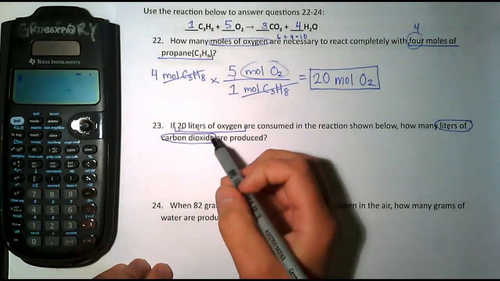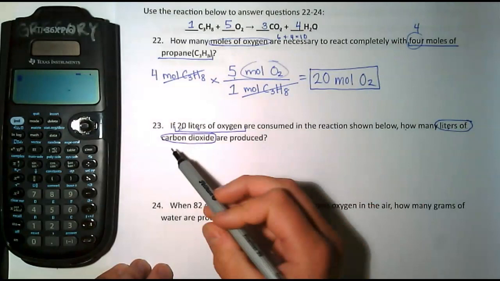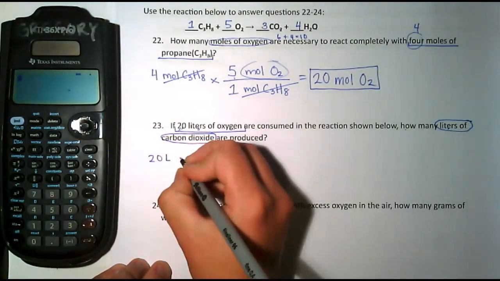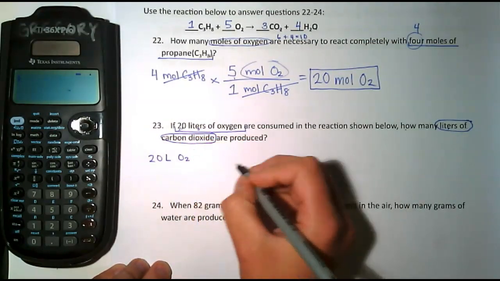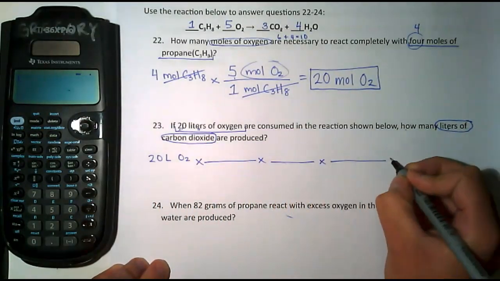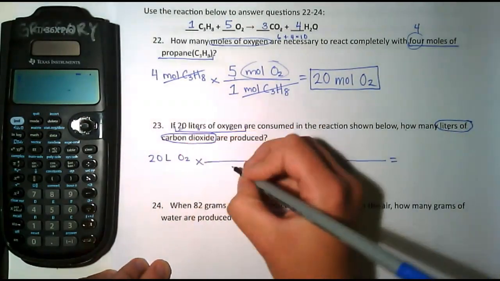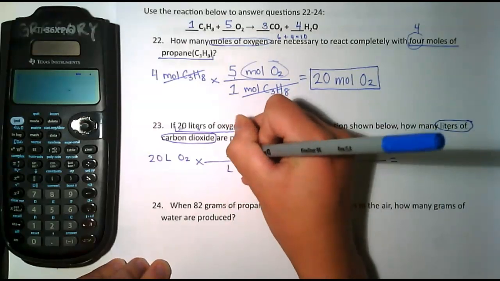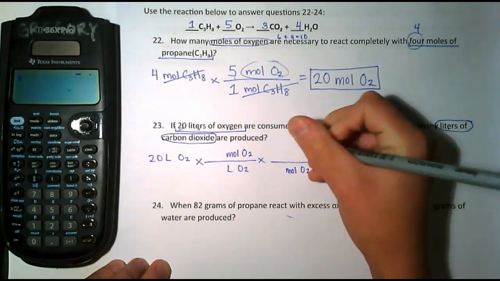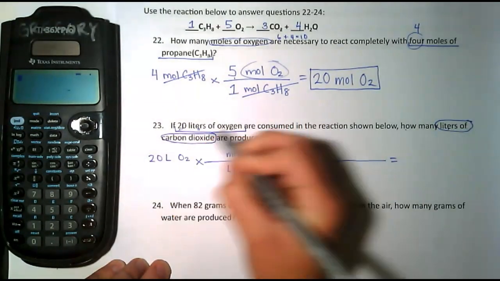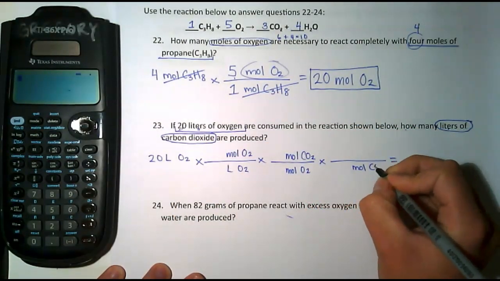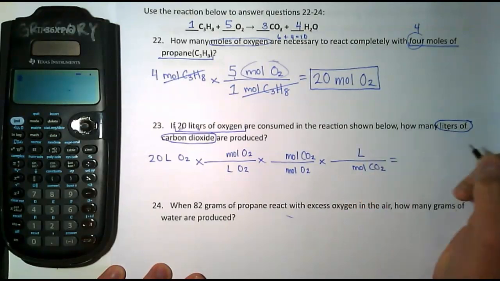So we're doing a liters of one thing to liters of another thing conversion, so we know that's going to be 3 steps. So 20 liters of O2. And then we're going to have 1, 2, 3 steps to get us to our final answer. First step is going to take liters of O2 to moles of O2. Our second step is going to take moles of O2 to moles of our new thing, which is carbon dioxide, CO2. And our third step is going to take moles of CO2 to liters of CO2.